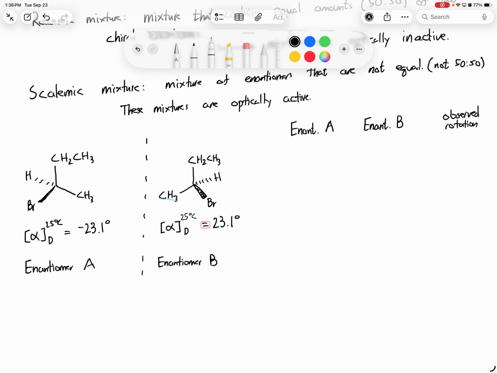Yeah. So these are always at room temperature. Okay, so say we have 50% of pure A and 50% of pure B mixed together. What should be the observed rotation if you have equal amounts? 0. Good.